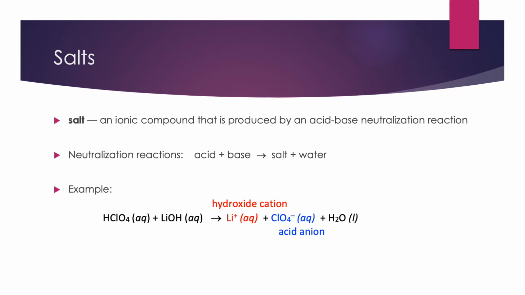So a good example would be the mixture of perchloric acid, HClO4, with lithium hydroxide to form lithium ions, perchlorate ions, and water. Now, I've purposely left the lithium ions and the perchlorate ions separate because they do remain as an electrolyte solution. But each of those ions themselves may have acid-base properties, as we'll soon discover.